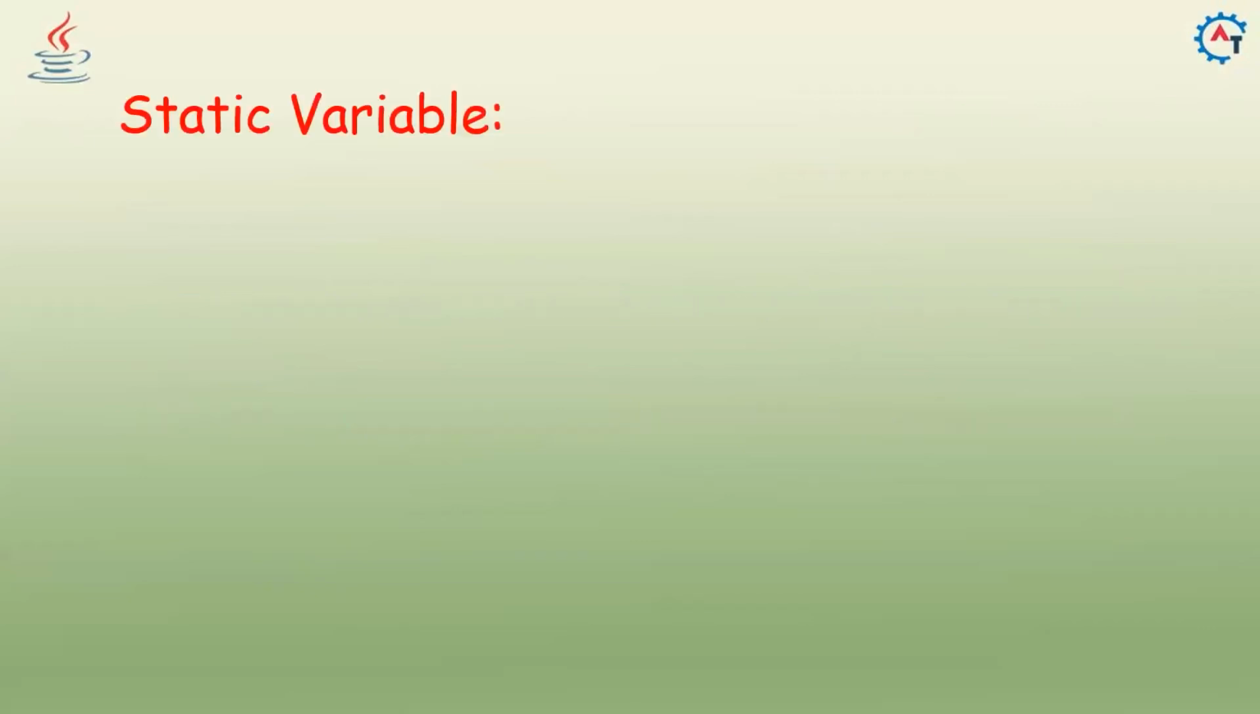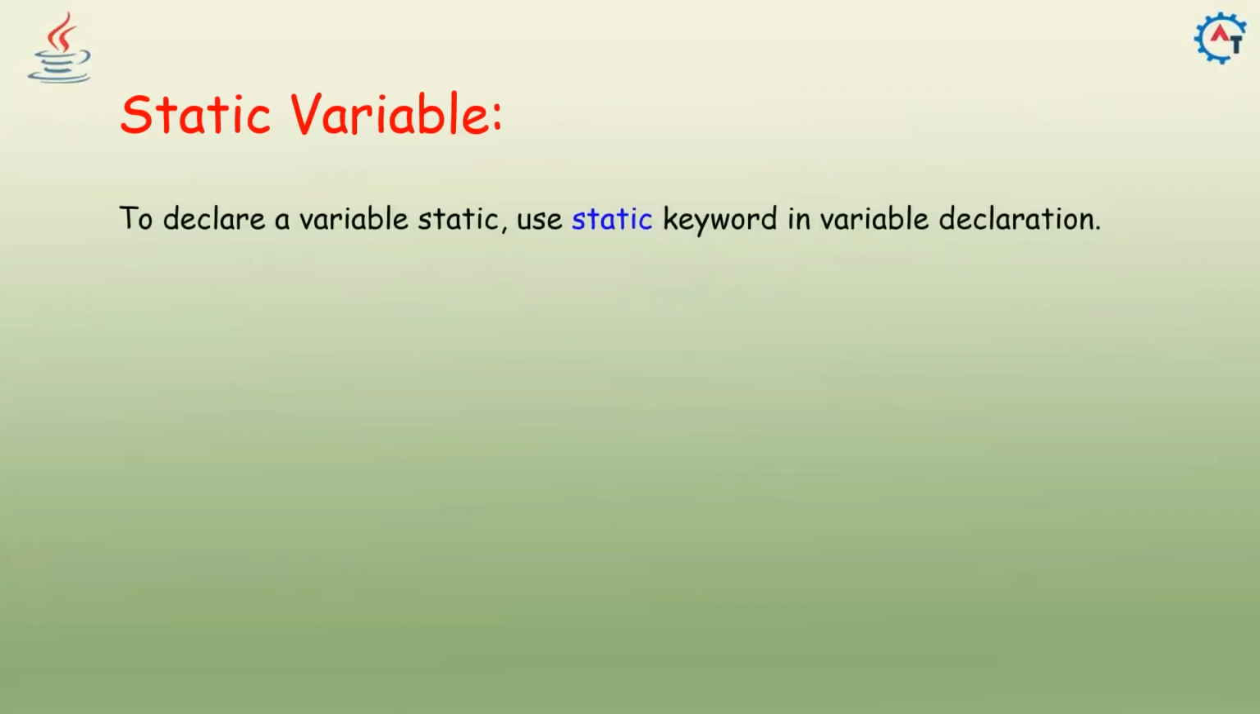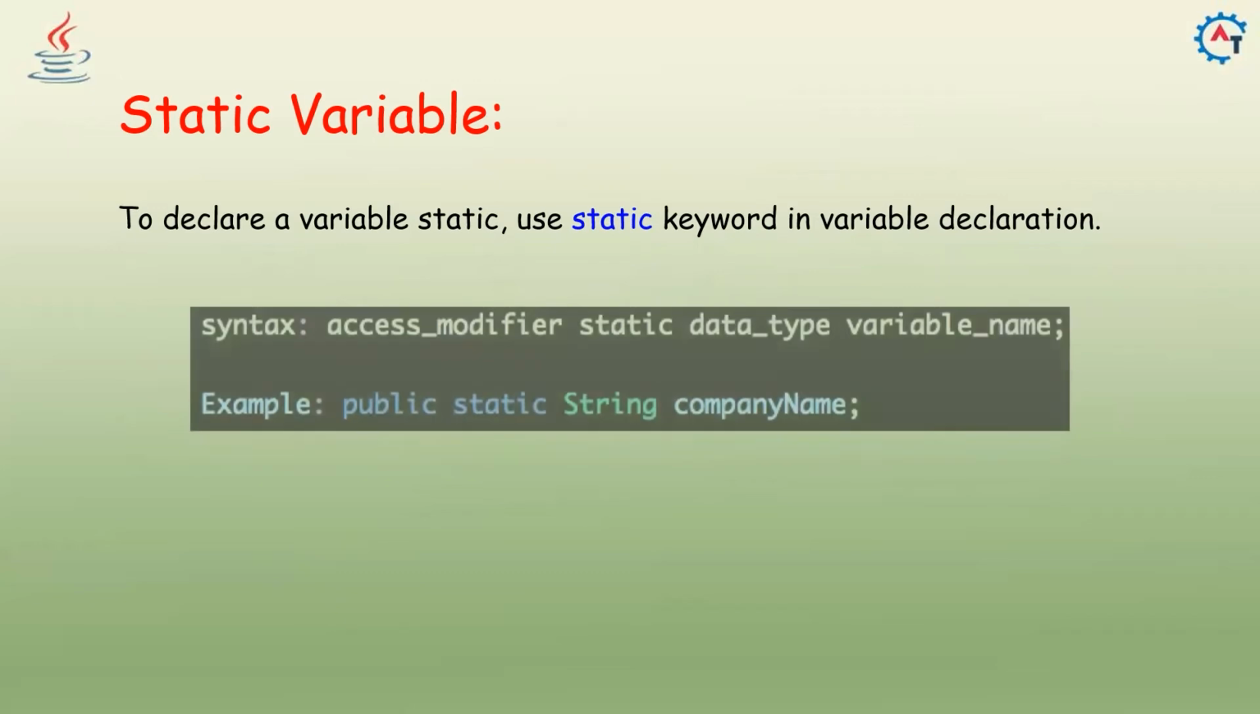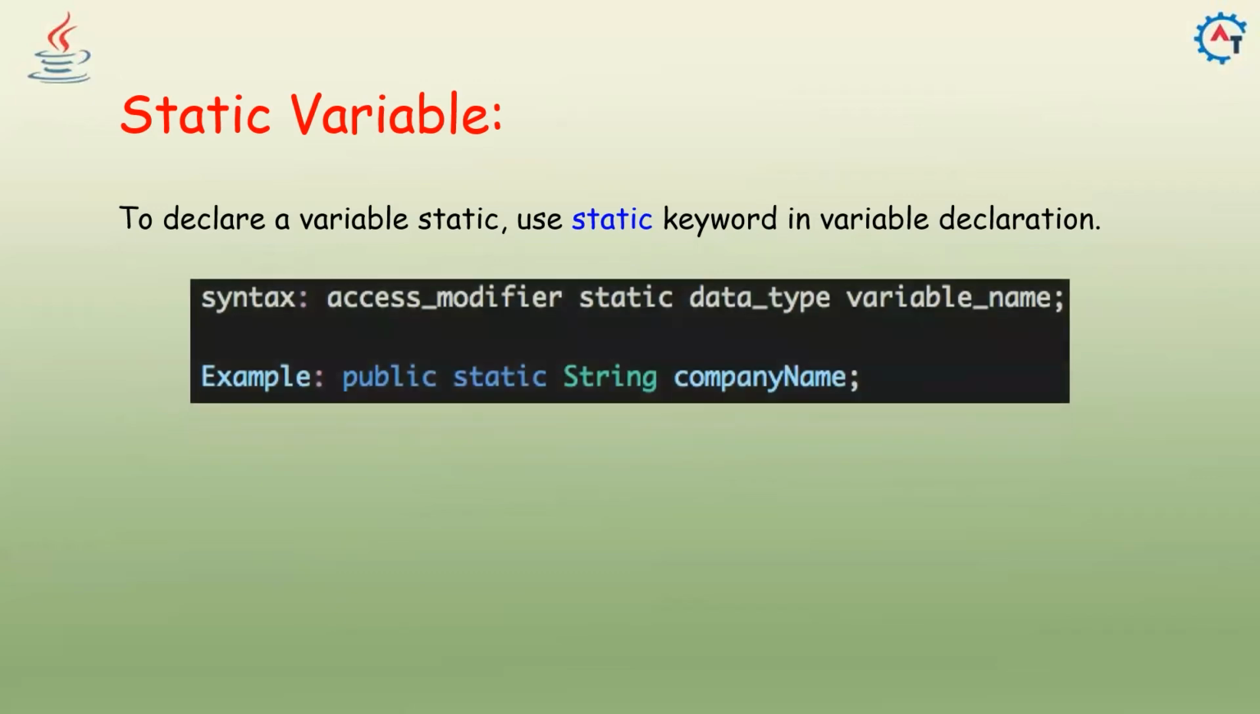So, static variable. To declare a static variable, use the static keyword in the variable declaration. The syntax is: access modifier, static, data type, variable name. An example: public static String companyName. Normally we would write public String something, like String s equals something. But here, you need to use the static keyword.